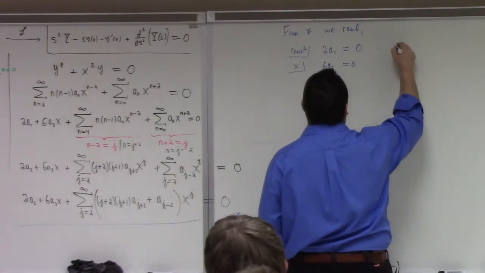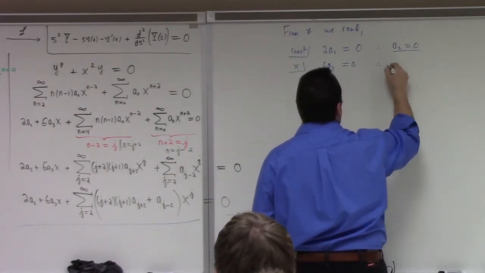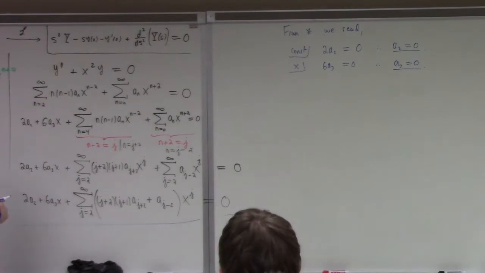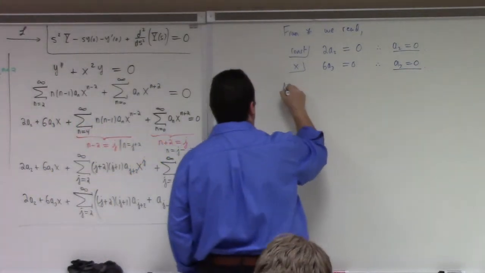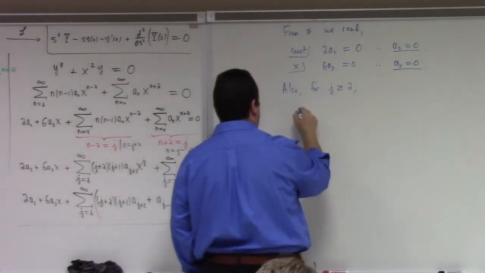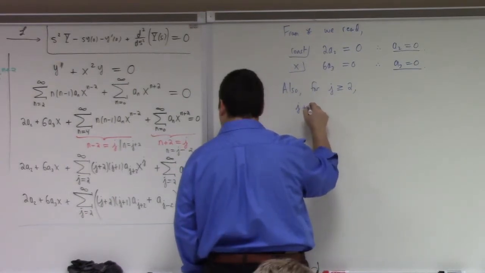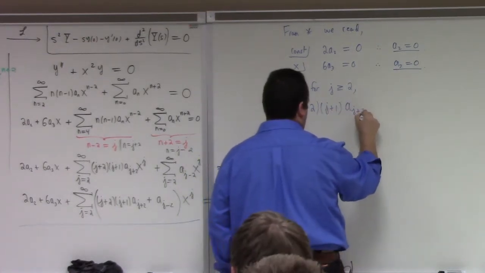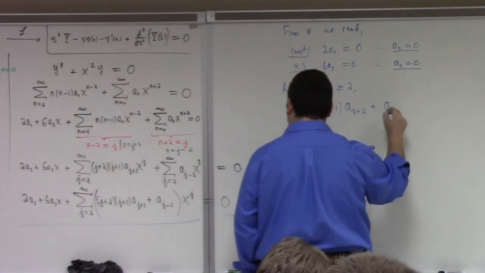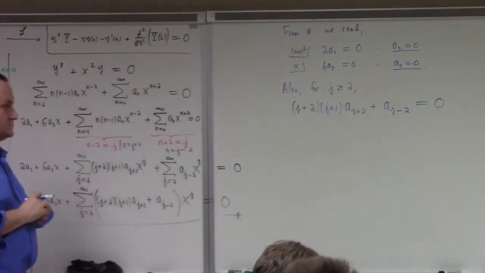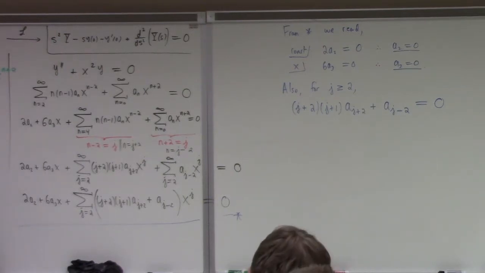So therefore, a2 is 0. a3 is 0. That's good. Okay. And what else do I get? For j greater than or equal to 2, we have that j plus 2 times j plus 1 times a sub j plus 2 plus a sub j minus 2 is equal to 0. This means that there's a link between the coefficient minus 2 and the coefficient plus 2.